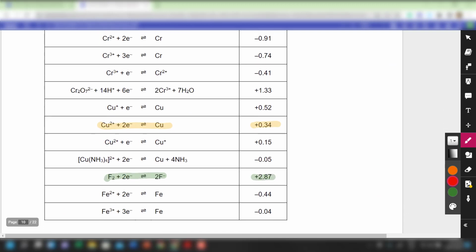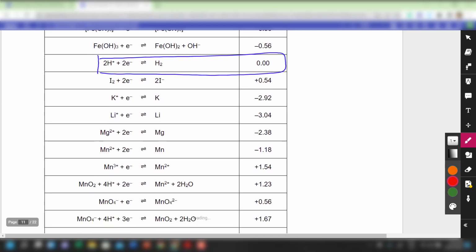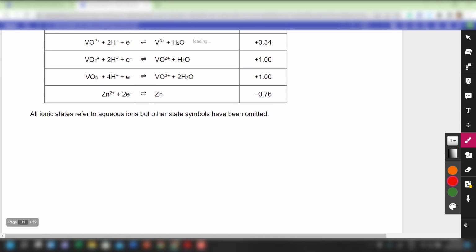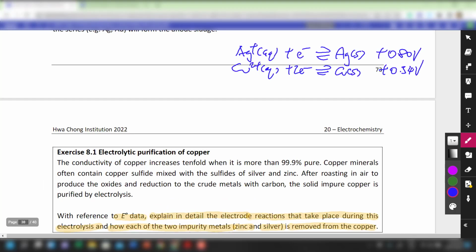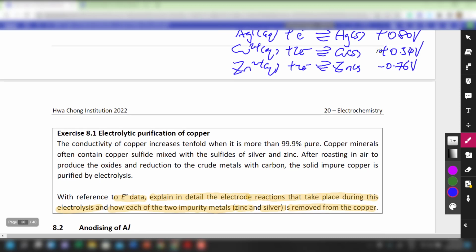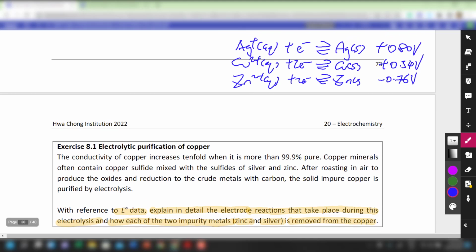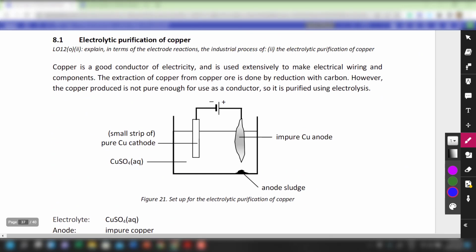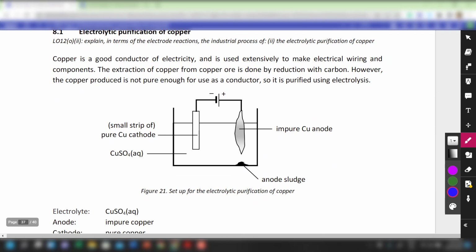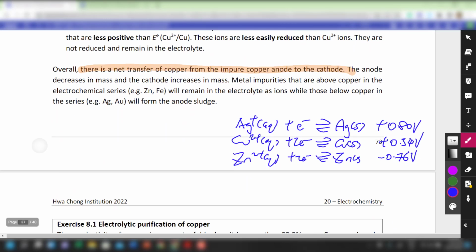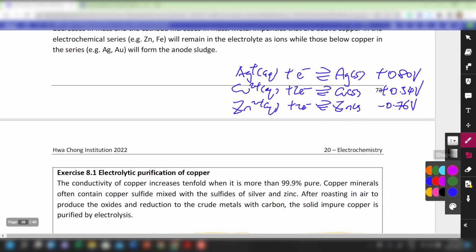Then we have zinc, which is right at the end. Zinc 2 plus, zinc is negative 0.76 volts: Zn2+ aqueous plus 2 electrons gives Zn solid, which is -0.76 V. Right now we are aware of the setup. The setup is exactly like this. So we need to make some decision on what's going to happen.